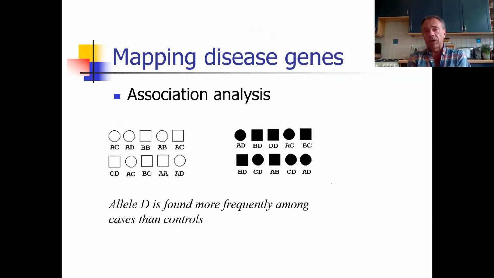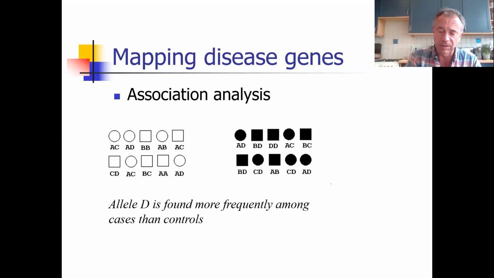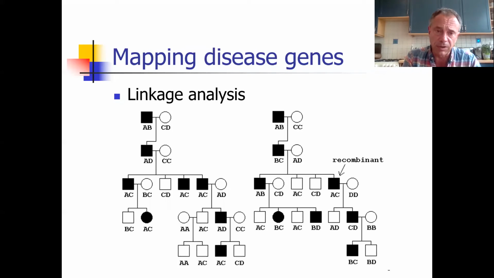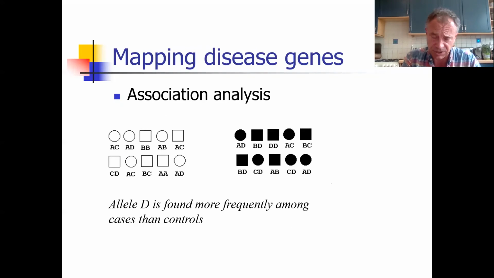So I want to show you a couple of approaches to mapping disease genes, which is just important to be aware of. You can argue about whether linkage is particularly relevant there or not, but I think you need to know about linkage in order to understand other stuff about human genetics. So the two things I'm going to show you are linkage analysis and association analysis. And association analysis is conceptually the simpler one.